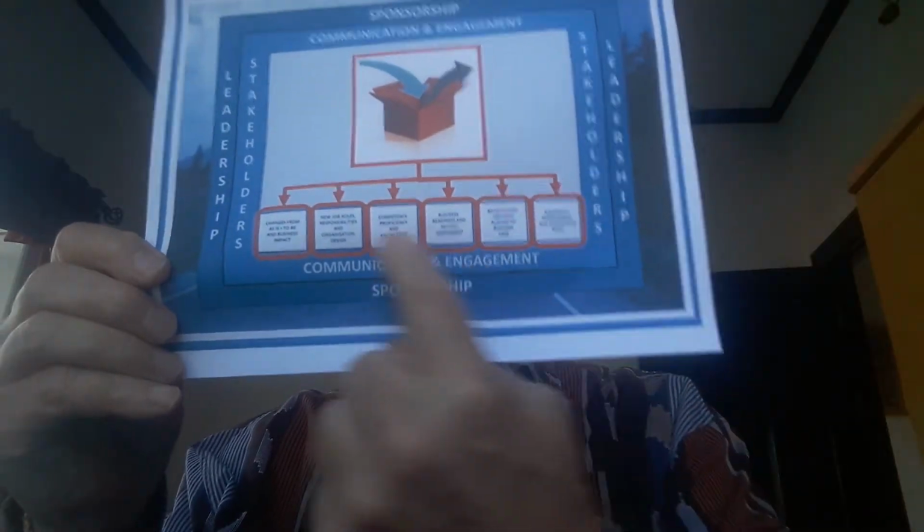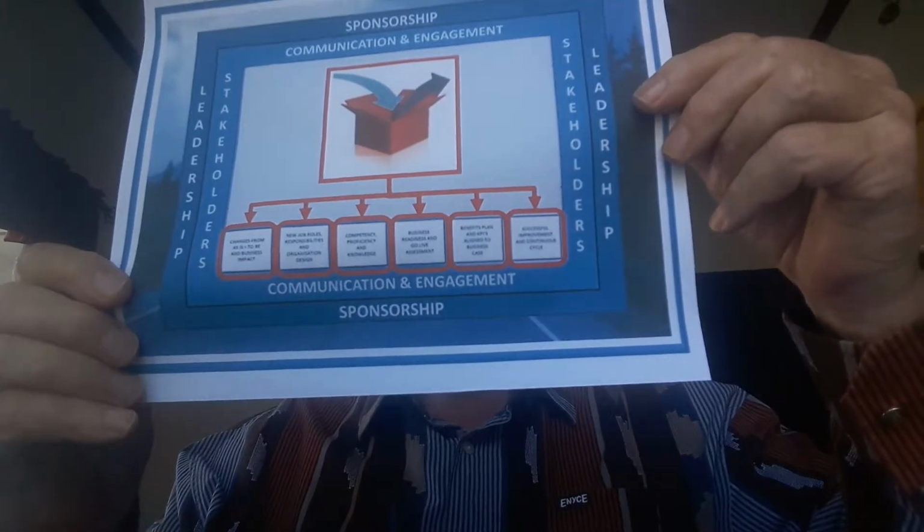Okay, I talked about outputs earlier on outcomes, and there are some across the bottom here, but just let me go through them individually. In terms of process changes, changes from the as-is to the to-be and business readiness impact assessment, organisational change, new job roles, responsibilities and organisational design, training management, competency, proficiency and knowledge, business readiness and adoption, business readiness, adoption and go-live assessment, benefits management, benefits plan and KPIs aligned to the business case, and continuous improvement, the successful implementation and continuous cycle.